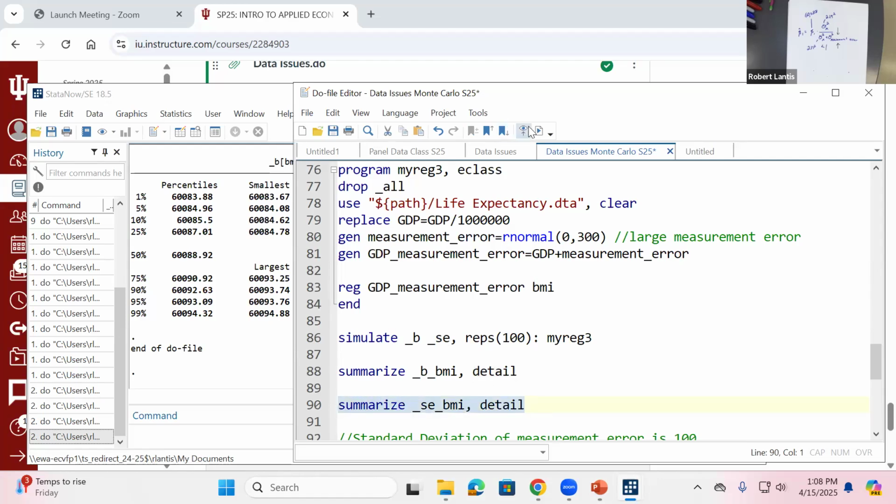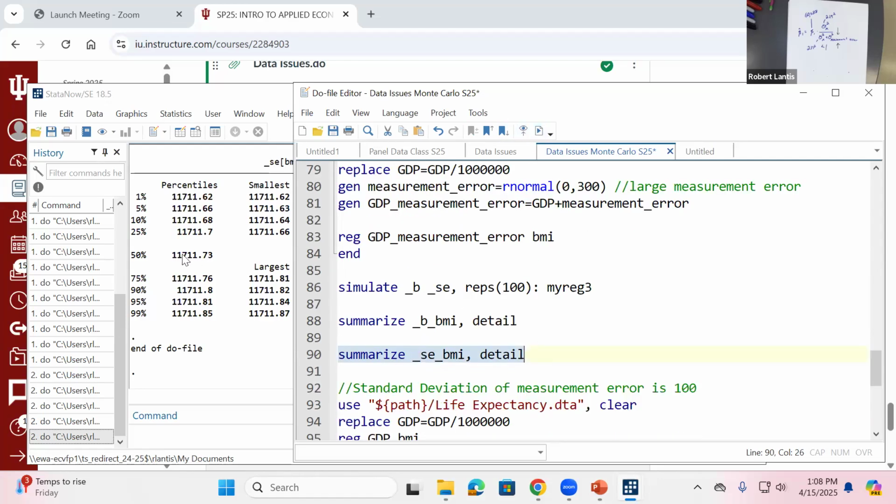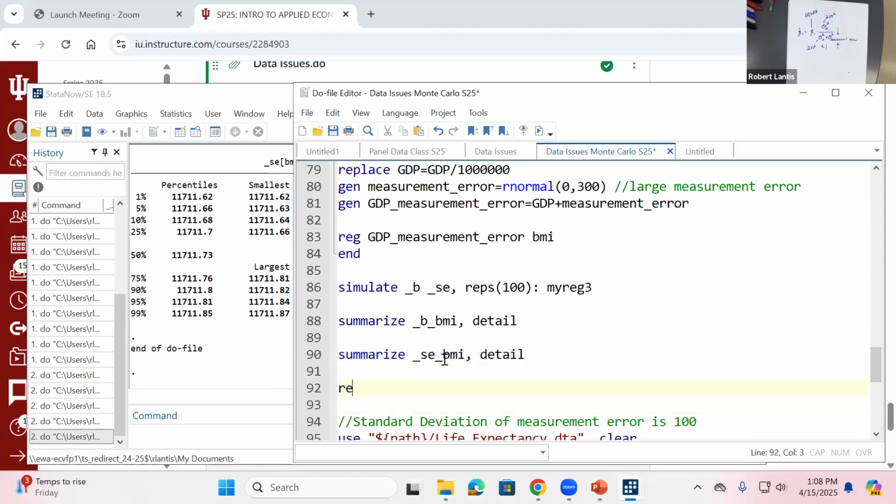Let's say I summarize the standard errors on that. So we get a standard error of about 11,000.